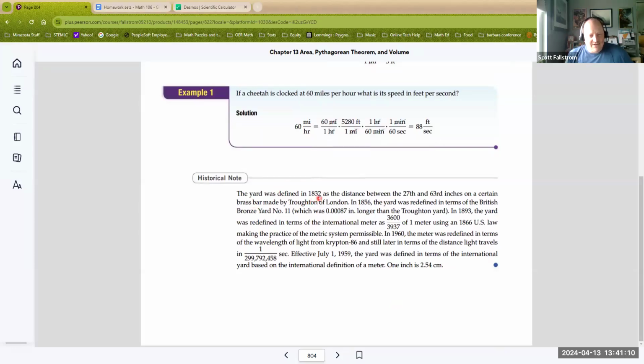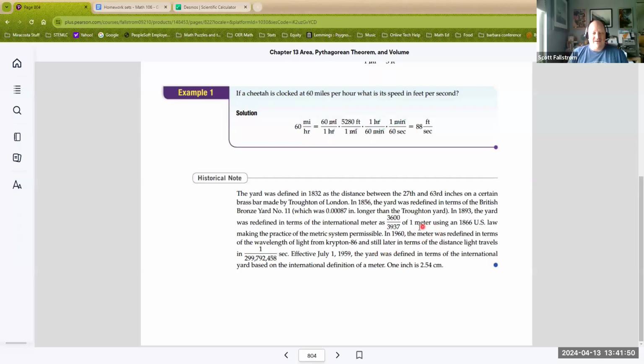Historical note: the yard was defined in 1832 as the distance between the 27th and 63rd inch on a certain brass bar made by a company. How about that, huh? In 1956, it was redefined in terms of the British bronze yard, which was actually a tiny bit longer than the Troughton yard. And in 1893, the yard was redefined in the international meter, which is 3,600 over 3937 of 1 meter, using an 1866 U.S. law making the practice of the metric system permissible. Yeah, a U.S. law had to be passed that would allow us to use the metric system. That's how amazing it is.